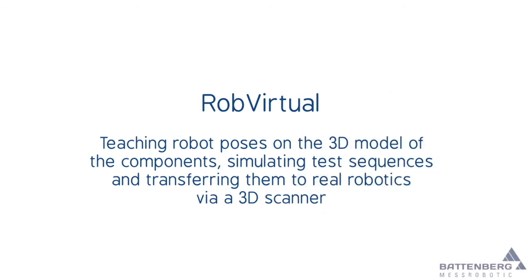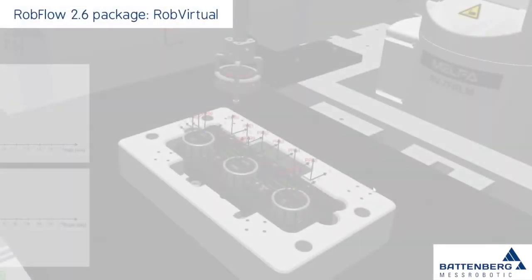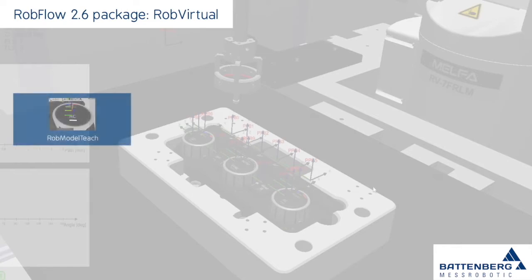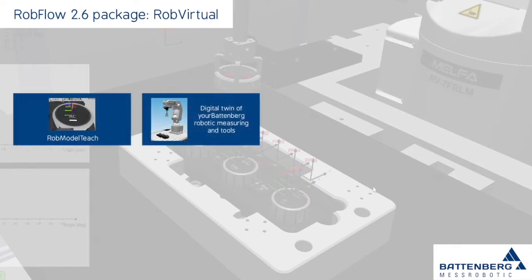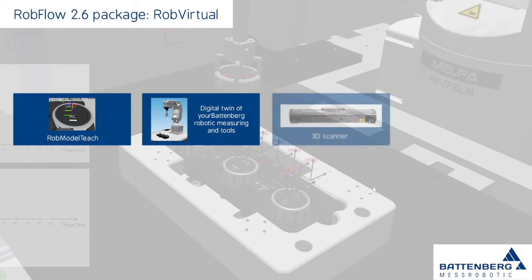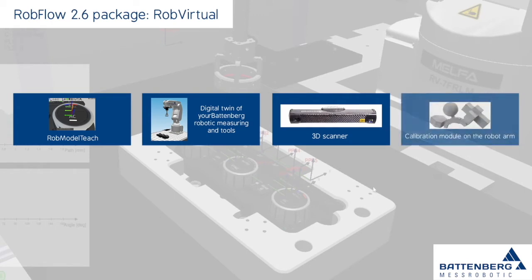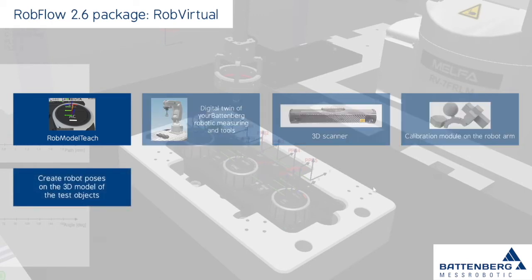Extend the Battenberg robotic measuring with the RobVirtual package. The RobVirtual package includes the RobModel Teach software, the digital twin of your Battenberg robotic measuring and tools, a 3D scanner, and a calibration module on the robot arm. With the RobModel Teach software, you define all measuring points on the 3D model of your test objects and generate the desired robot pose for each measuring point.